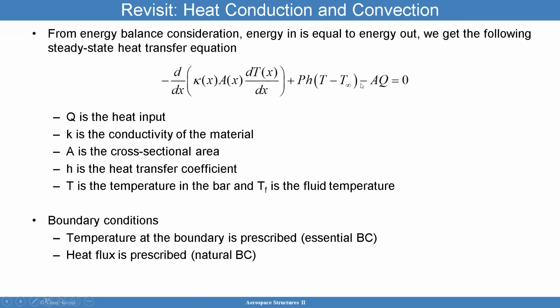But the bottom line is that I have the heat conduction convection problem in this equation here. K is the conductivity of the material, A is the cross-sectional area, T is the temperature, H is the heat transfer coefficient, P is the perimeter, T is the temperature of the structure at the surface, T infinity here is the fluid temperature, and Q is the heat input. I could even apply other types of heat inputs. And then I will have boundary conditions that are specified.